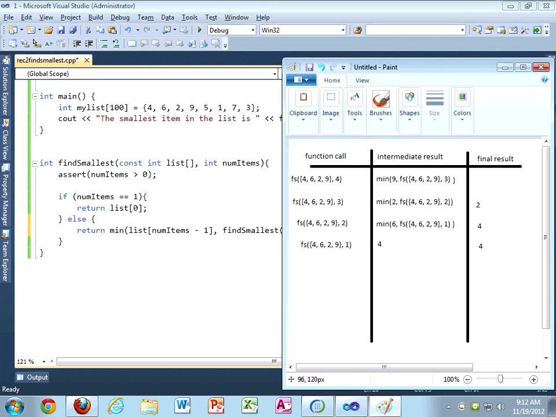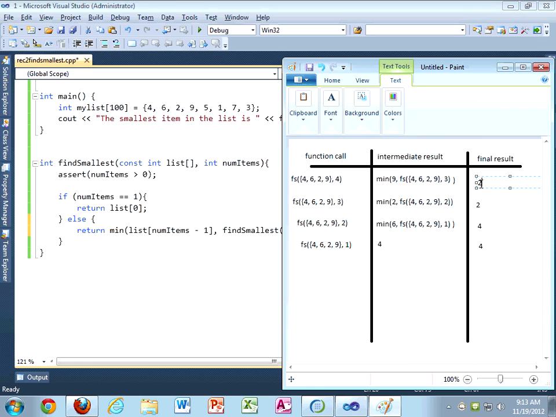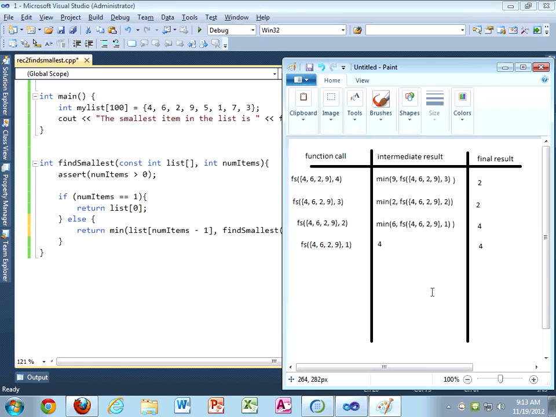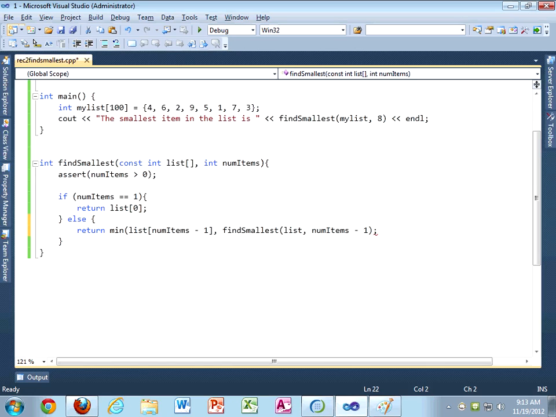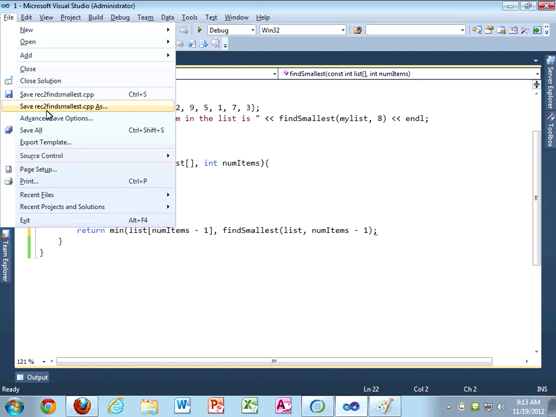Okay. So now I know that find smallest of the list with num items equal to 3 gives us the result 2. So I can plug that in up here, and I'm finding the min of 9 and 2, which is 2. So that's my final result. Okay. Any questions about that? Okay, this makes sense. All right, let's try something else.